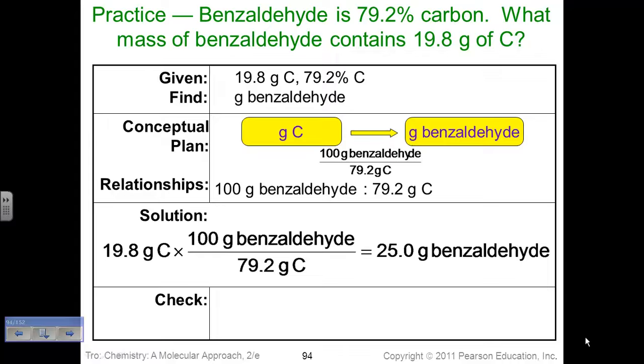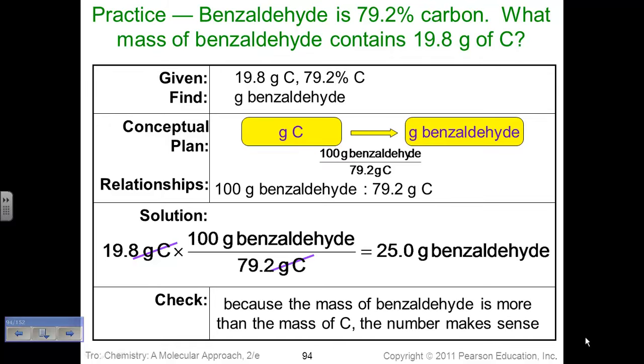Thinking about canceling units, what do you want set over what you are given? We want the grams of our compound given the grams of carbon. See how units of carbon grams cancel when it's placed on the bottom. Key sequence here is simply looking at 19.8 times 100 divided by 79.2. Canceling the grams of carbon transfers grams of carbon into grams of our compound called benzaldehyde. And they're writing the word out because knowing the formula is not necessary to do this calculation.